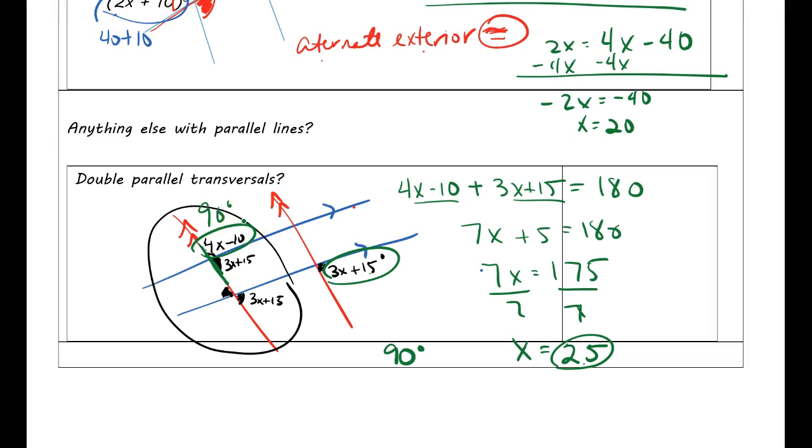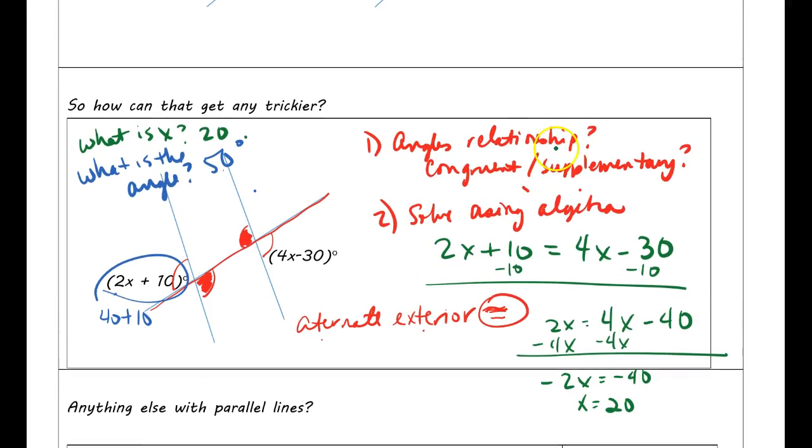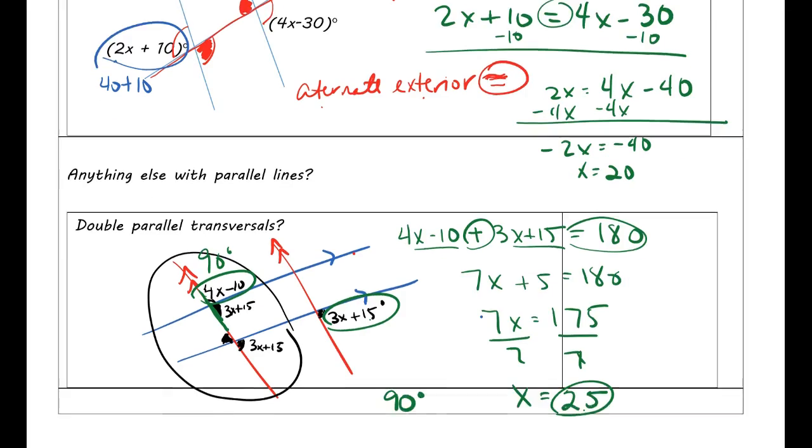All right, cool. But that's it. Just take your time. Look for the relationship. That's the most important thing to take away. Look for the relationship. Are they congruent or are they supplementary? Then set up your equation either by doing equals or by adding them and equaling them to 180. Then solve and you are finished.